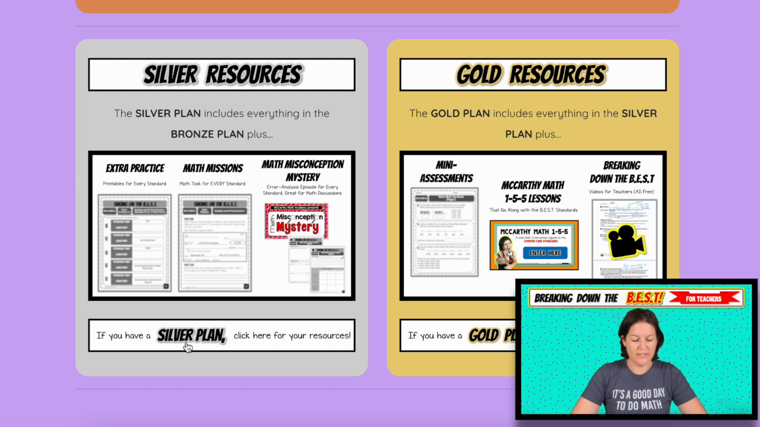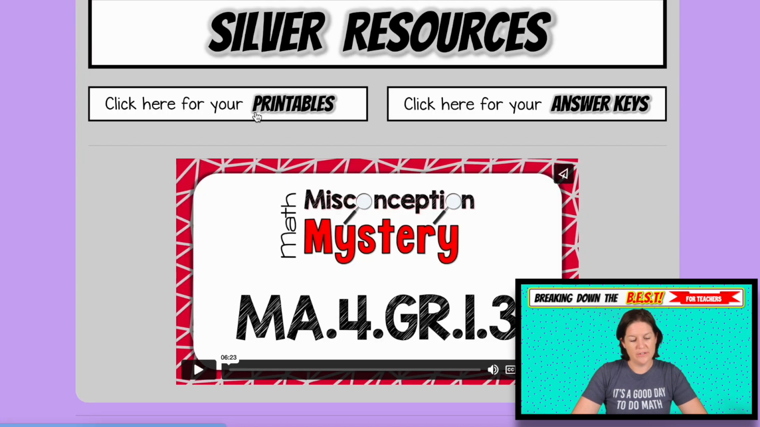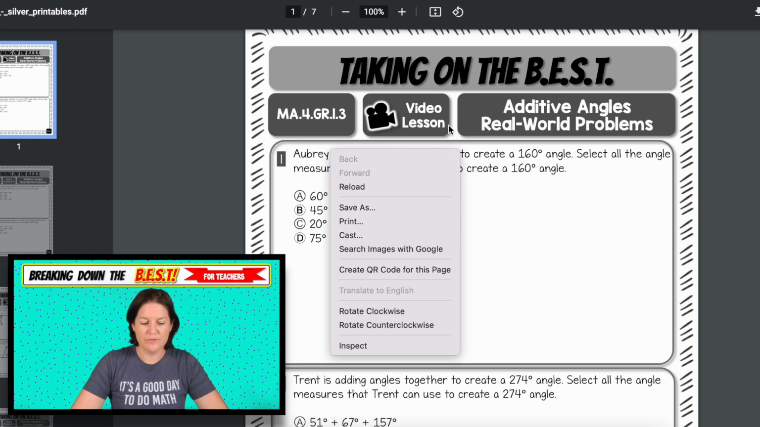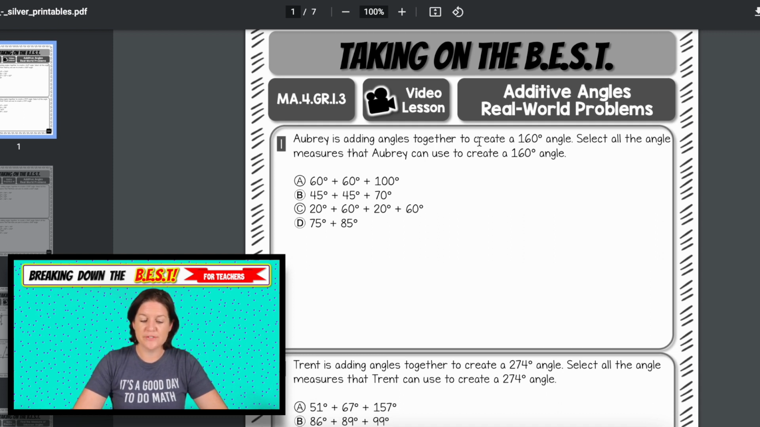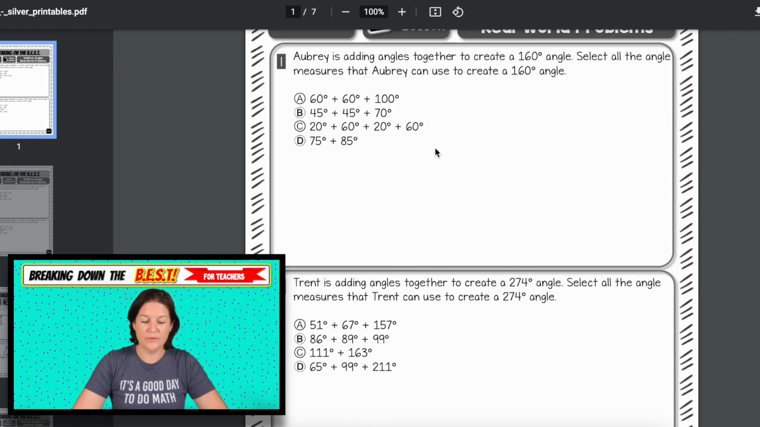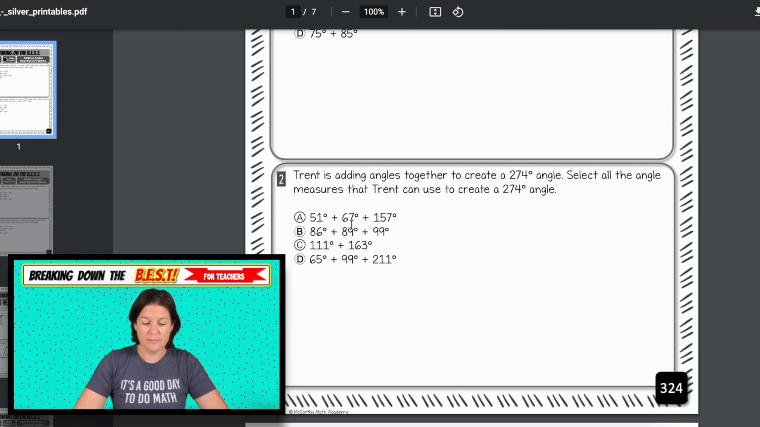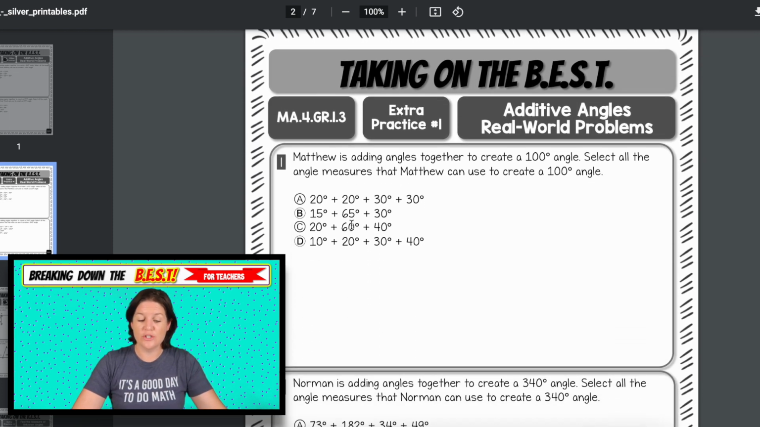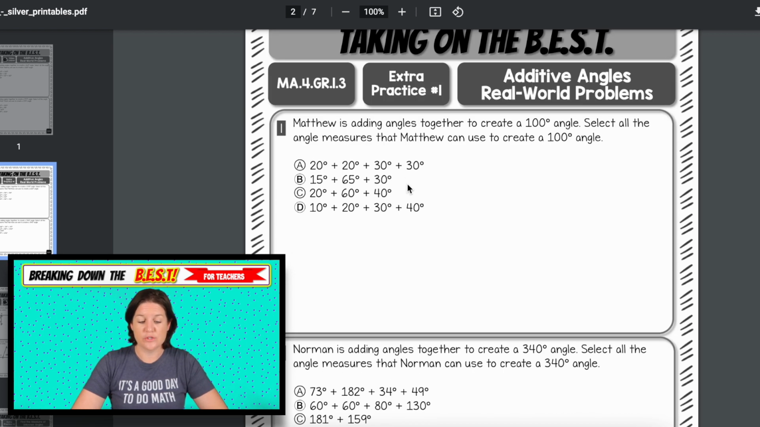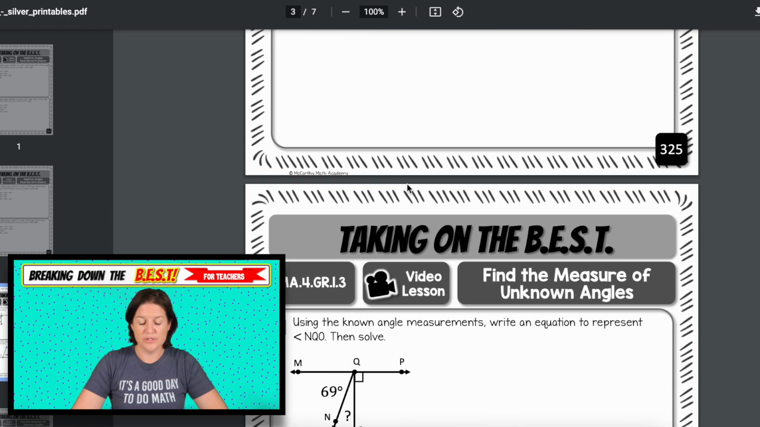If you have the silver plan, you have access to more. So you click here to get your printables. So the very first thing that pops up is the video lesson guide, the student guide for the video lesson that we just saw. So it says Aubrey is adding angles together to create a 160 degree angle. Select all of the measures that Aubrey can use to create a 160 degree angle. So even though there are only 4 choices, it still is a multi-select problem. Same thing here, and after students practice that one in the video lesson, they can use their notes to solve the problems in this extra practice. You can see it's very similar to what we just did in the video lesson.